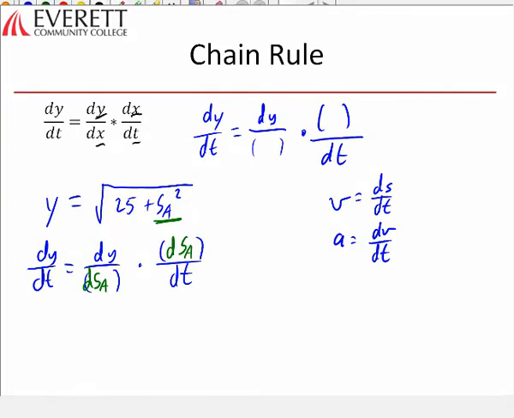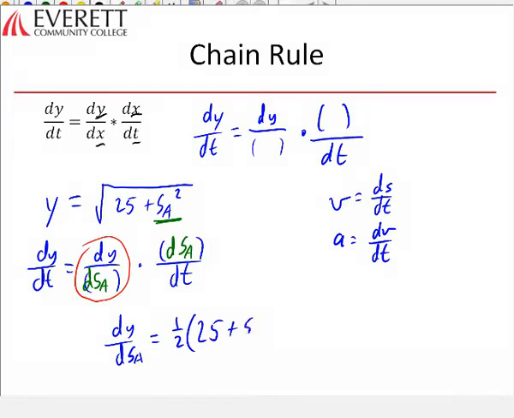So in this particular equation, we can find the derivative of y with respect to sA. We'll do that part first. That's just this part. The derivative of y with respect to sA is going to be equal to 1/2 times 25 plus sA squared to the negative 1/2. But then you have to go inside the parentheses and also multiply that by 2sA. So that whole thing, we just used a chain rule right there a second time. So you have a nested chain rule.